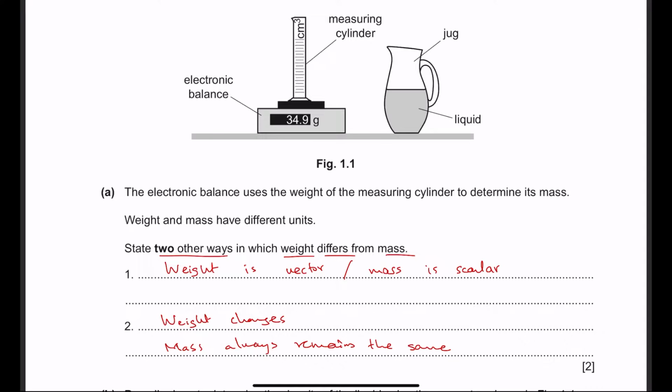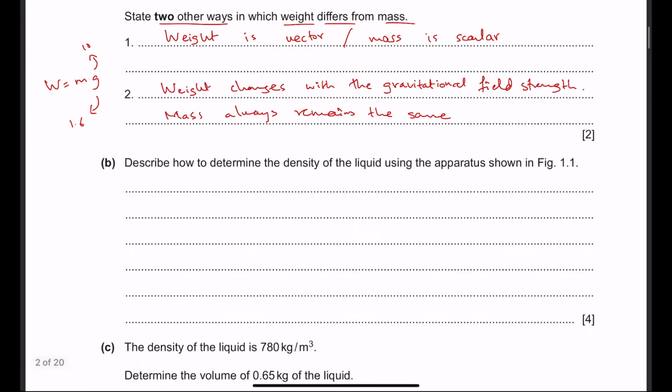When does weight change? Let's suppose you are on Earth. The gravitational field strength, which is g, on Earth is approximately 10. But if you go to the moon, the gravitational field strength there is about 6 times less. So your weight will also be 6 times less. So weight changes with the gravitational field strength. If the gravity is weak in a certain part of the universe, the weight is also going to be smaller, but the mass will always remain the same. So weight changes with gravitational field strength. Pretty straightforward question.